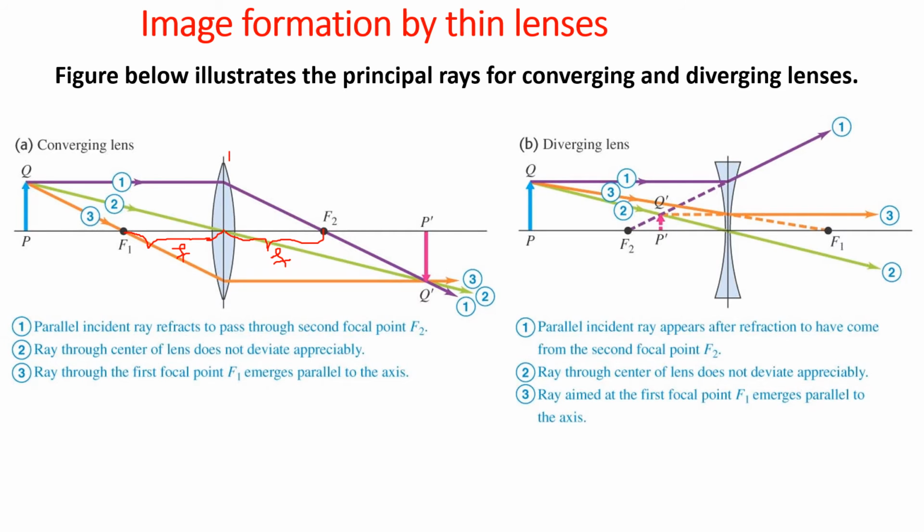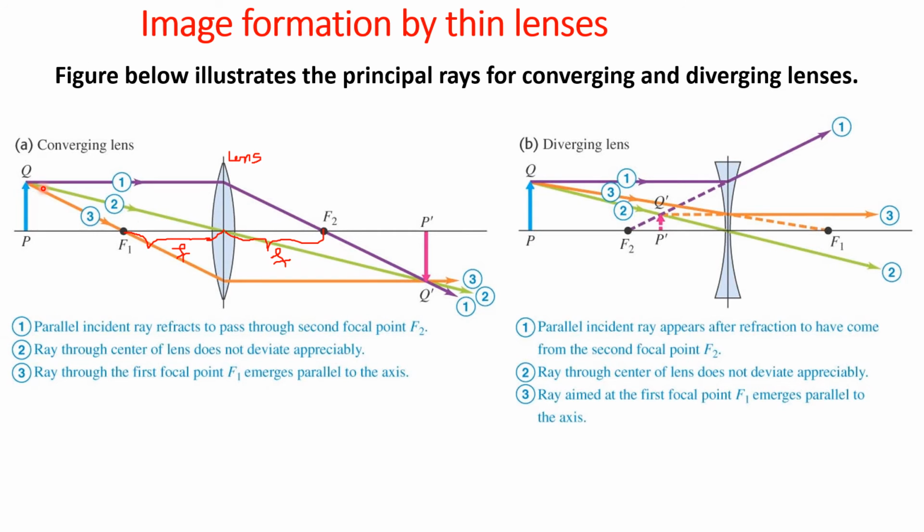This is our lens. Then we also need to position the object. P means the position of object. We have an object PQ. And the first ray is said to be an incident ray, which is parallel to the principal axis. After refraction, it will pass through the second focal point.